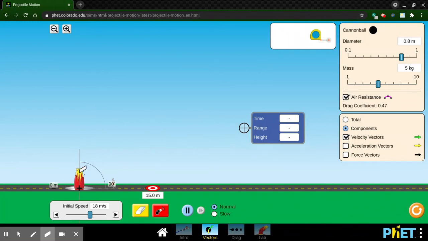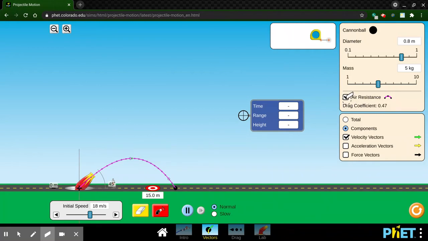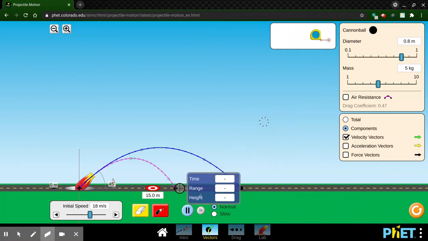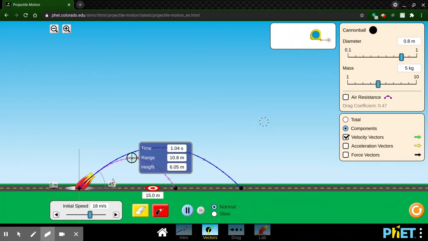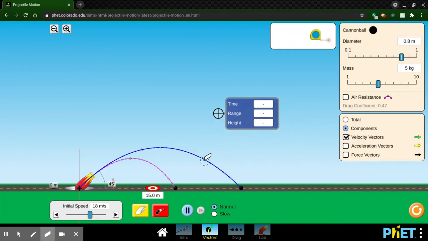Now one last thing. If we turn on air resistance and try that again, here's a launch at 45 degrees with air blocking the projectile's path. That's called air resistance, like friction with the air. And let's launch without the air. We can clearly see that when there is air resistance, which is the case in real life, it greatly affects the distance and height the projectile goes. With air resistance, the projectile does not go as far or as high as without air resistance. So let's jot those down, and that's about it.